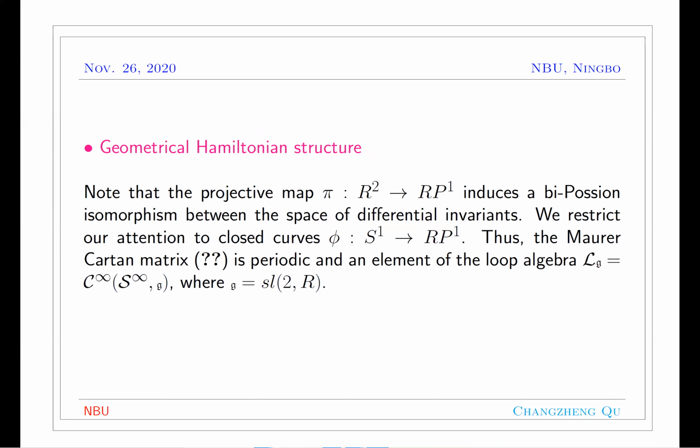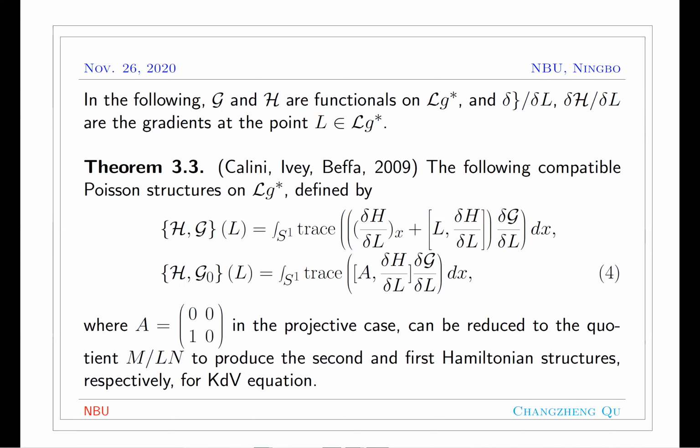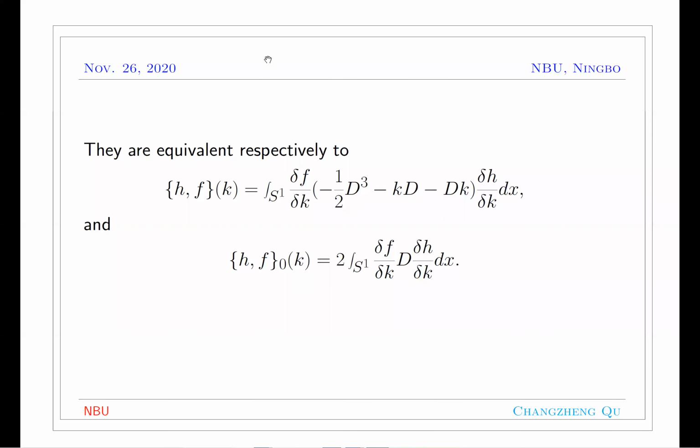So also we have the geometric meaning for the Hamilton structure of the KdV equations. This result is due to Kalini-Bifa. They prove that the geometric Poisson structure is reduced to the standard Hamilton structure of the KdV equations. It's easy to prove that this Hamilton structure is equivalent to the standard Hamilton structures of the KdV equations. So this provides a geometric formulation for the Hamilton structure of the KdV equations.